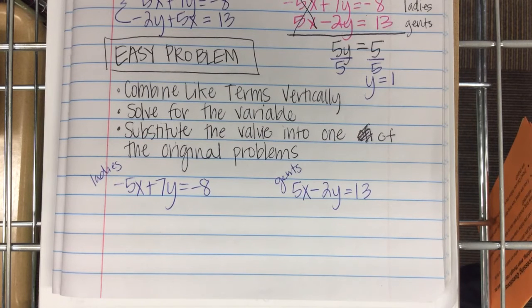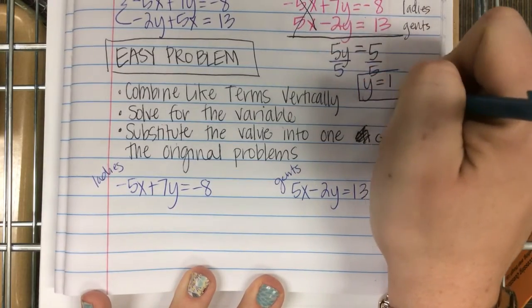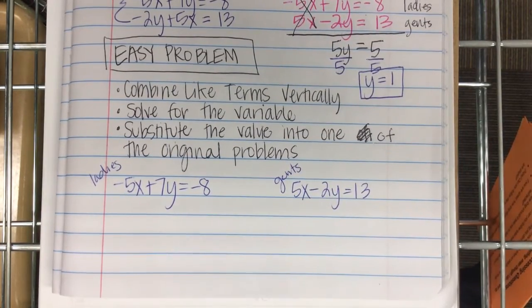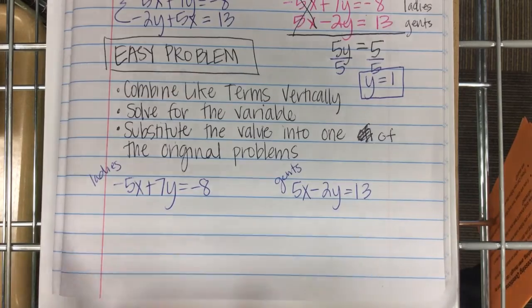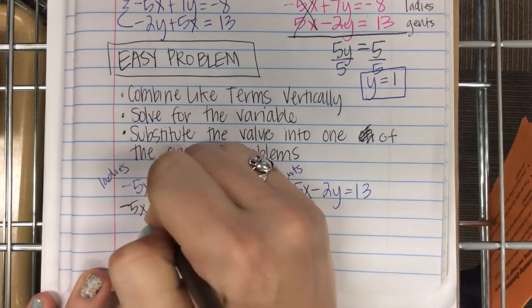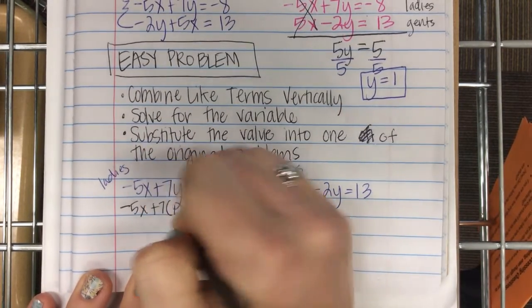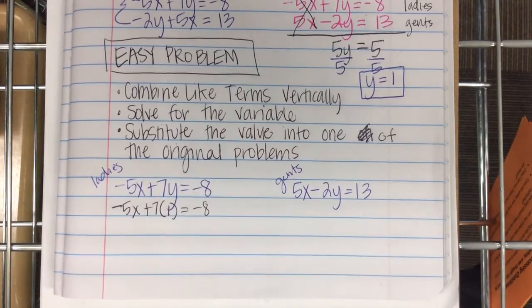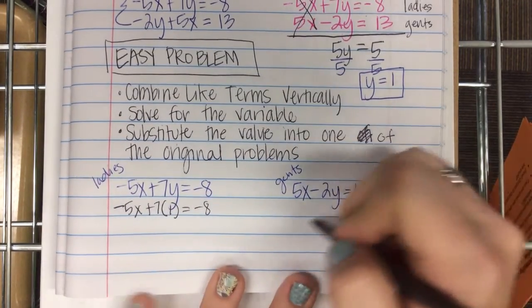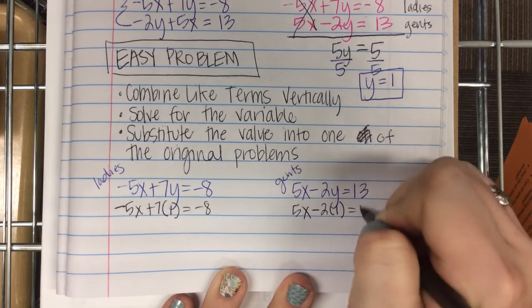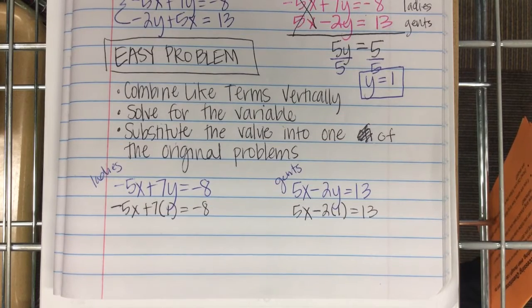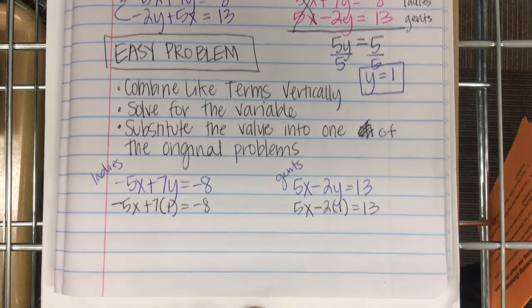Nope, you put it back into the original problem, so the x is still there. So you're taking your value that you just found, which is y equals 1, and you are substituting. So negative 5x plus 7 times 1 equals negative 8 for the ladies. And the gentlemen, 5x minus 2 times 1 equals 13. Focus, please.